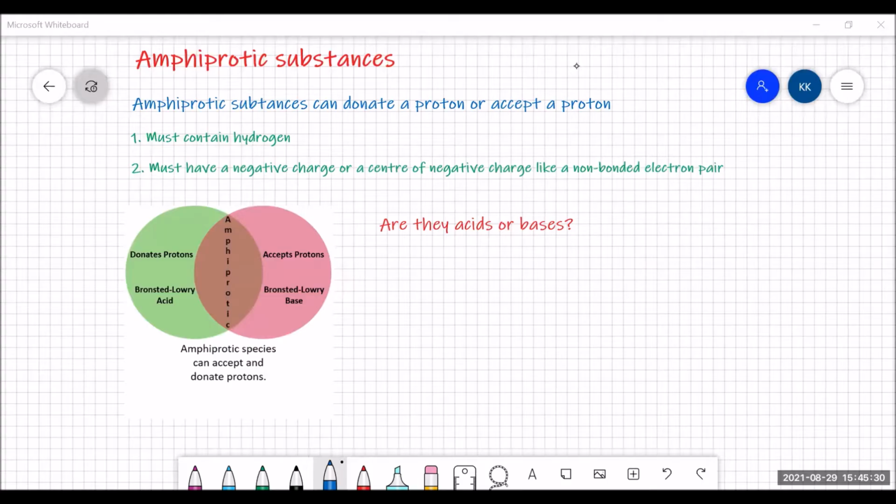So let's get our whiteboard on and get straight to it. Amphiprotic substances are substances that can either donate or accept protons. So in order for this to occur, they must contain hydrogen. You can't donate hydrogen ions if you don't have any hydrogen. So you must have a hydrogen to donate.